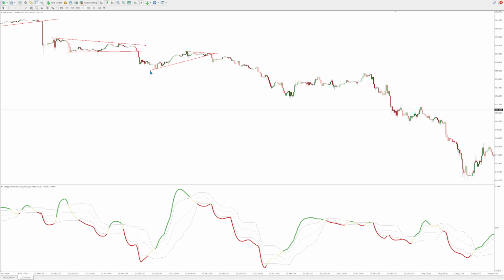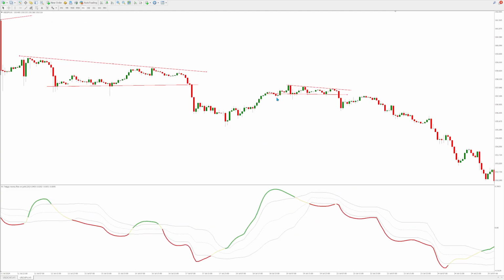You can of course just draw your support like this. Zoom in for you there. That's clear support.